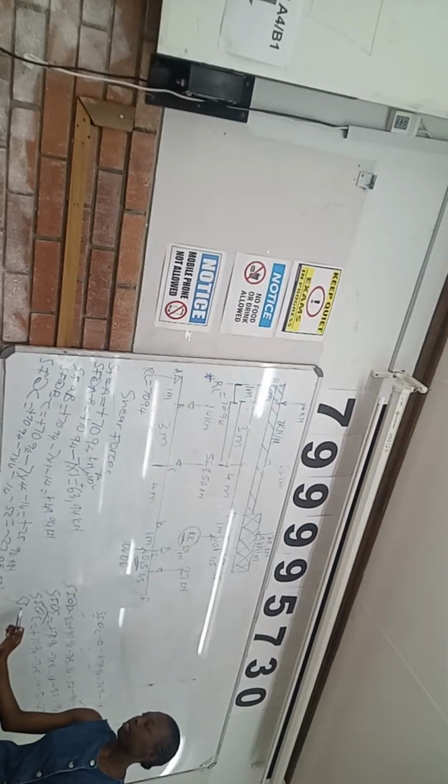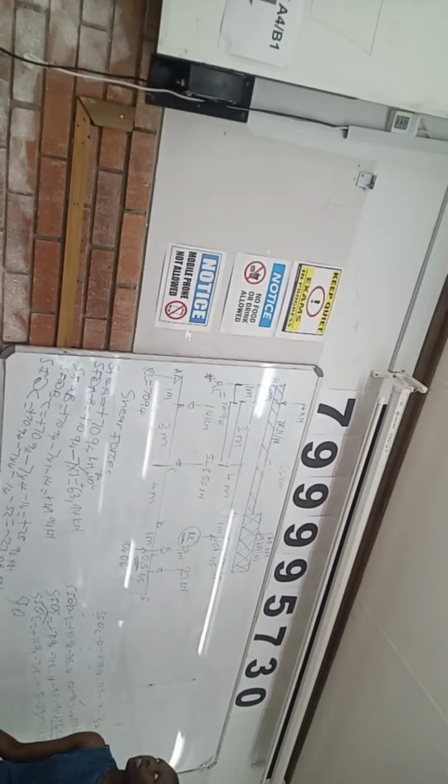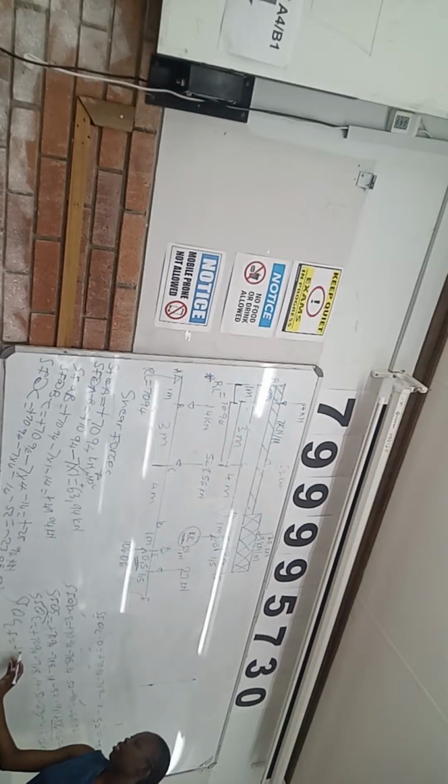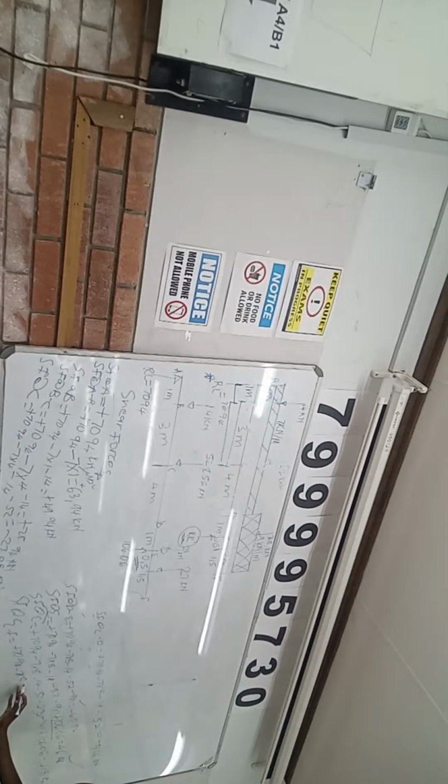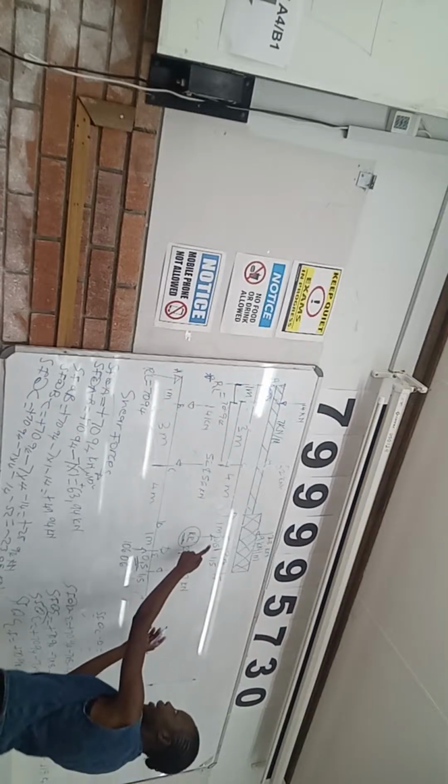Shear force at E to F. Positive 70.94, minus 7 times 8, minus 14, minus 52, minus 9 times 3. Remember, we are at E to F again.